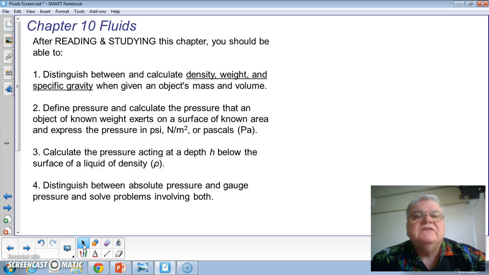So, after reading and studying this chapter, you should be able to do these things. Distinguish between and calculate density, weight, and specific gravity. Define pressure and calculate the pressure that an object of known weight exerts on the surface of a known area, and express that in psi, pounds per square inch, newtons per square meter, or pascals. We'll get into the units a little bit more in the next lesson. Calculate the pressure acting at a depth h below the surface of a liquid. And finally, distinguish between absolute pressure and gauge pressure, and solve problems involving both.